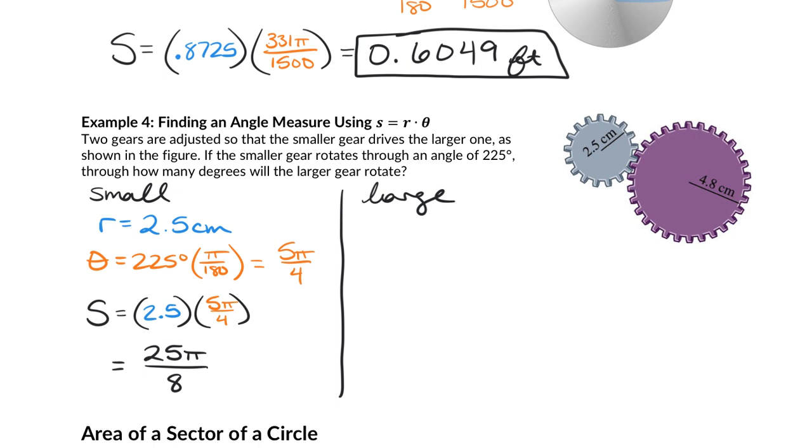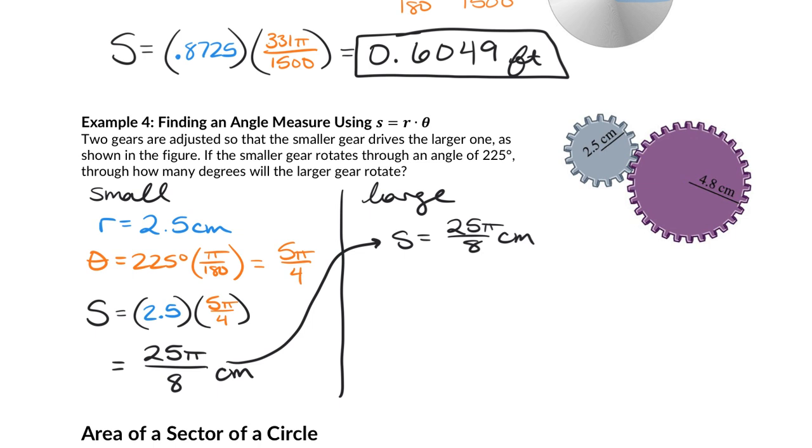Now here's the cool thing. With two gears that are interlocked like this, they're going to move the same arc length, even though they have a different radius and thus a different angle. So now we're going to have to use this concept of how far this large gear has moved, which is 25 pi over 8 centimeters. I should put a unit on here, to then find the angle.